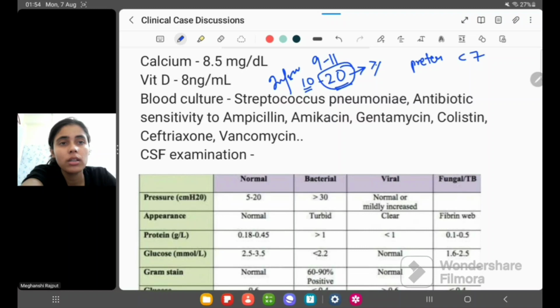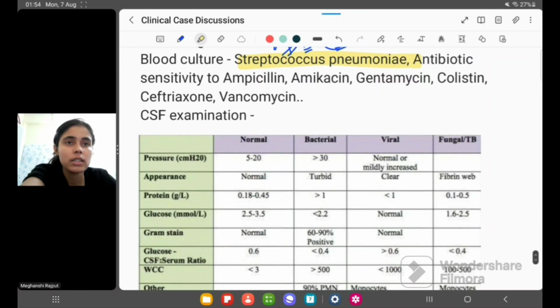Then the blood culture came out to be Streptococcus pneumoniae. So now I know the bacteria is Streptococcus pneumoniae. The two bacteria commonly associated are Streptococcus and Haemophilus influenzae, and both of them can result in pneumonia and then disseminate to form bacterial meningitis. Antibiotic sensitivity was also performed, and it is sensitive to all the available antibiotics. So I can start my empirical regimen of ampicillin and gentamicin.